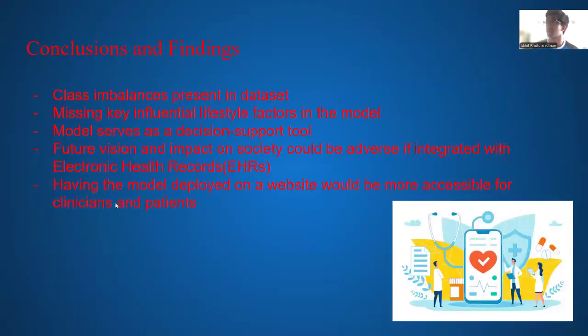So, just to conclude, although this model is simple and has to be carefully considered before implementing it in healthcare systems, its base and foundation serve as a decision support tool that bridges the gap between data and clinical action. Due to the sustainable nature of the model, its impact on society and future vision could be advantageous if integrated with electronic health records for real-time updates and if expanded to rural areas with limited healthcare access.